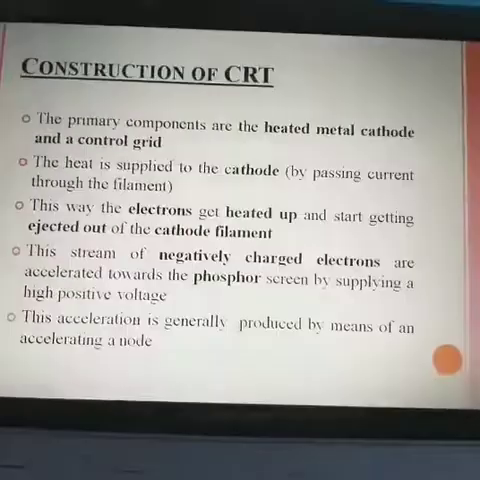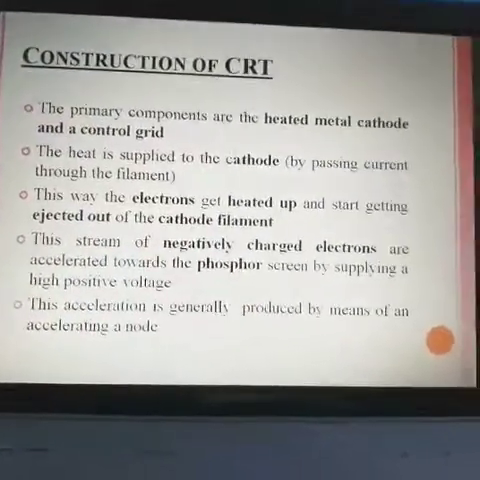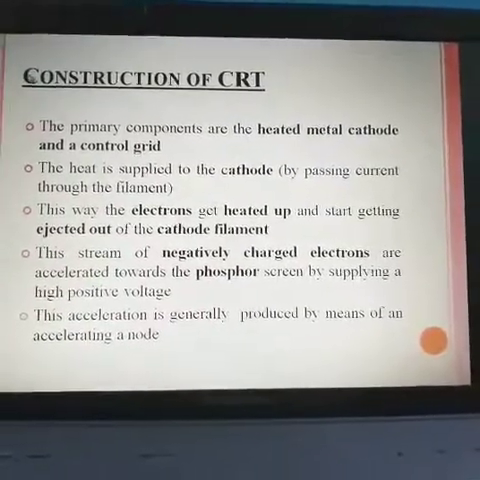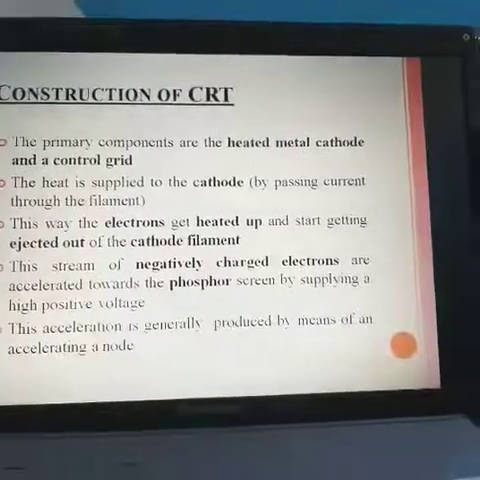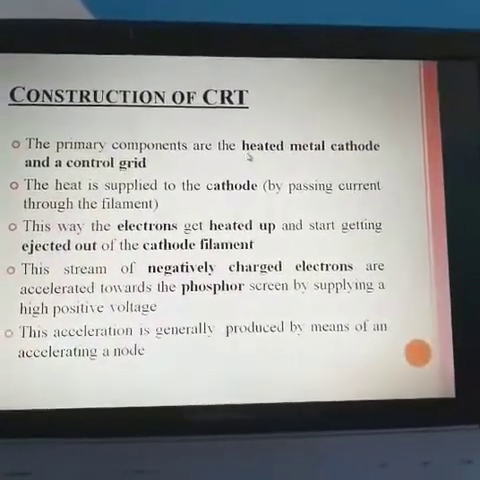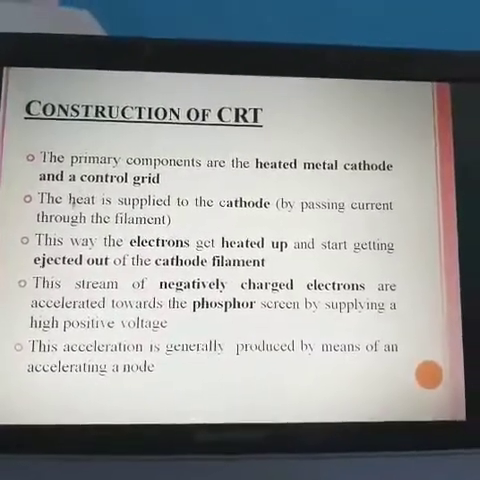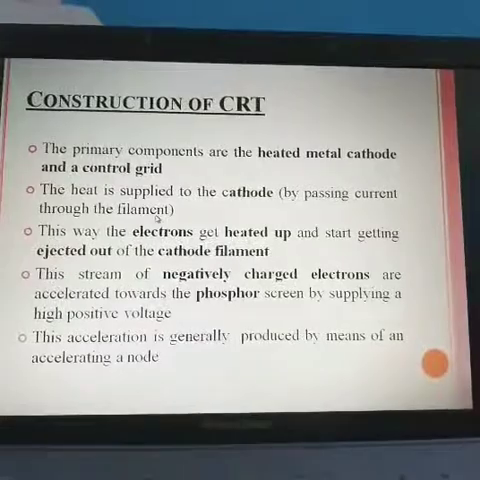So next we discuss the construction of CRT. In the last lecture we discussed all the processes of CRT. The main construction, we discuss all the components of CRT. The first primary components are the heated metal cathode and a control grid. The heat is supplied to the cathode by passing the current through the filament.